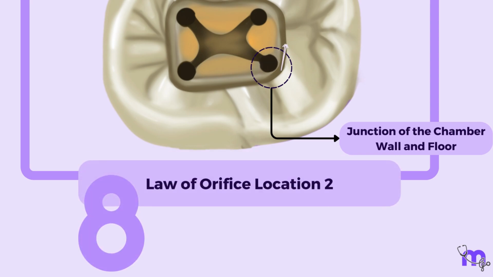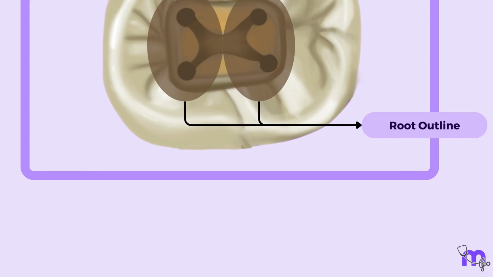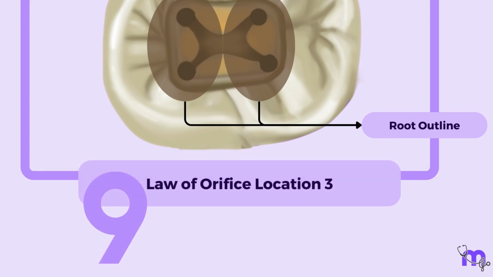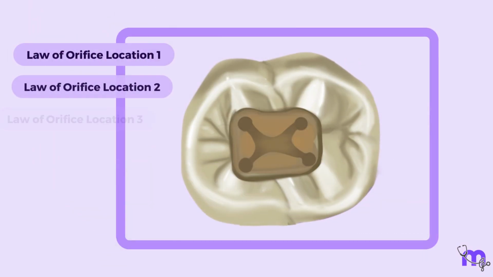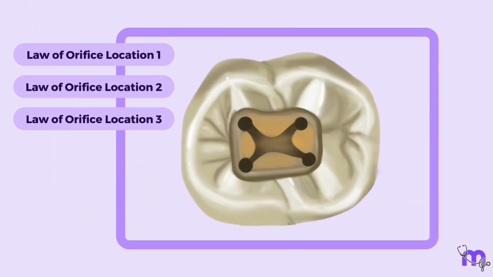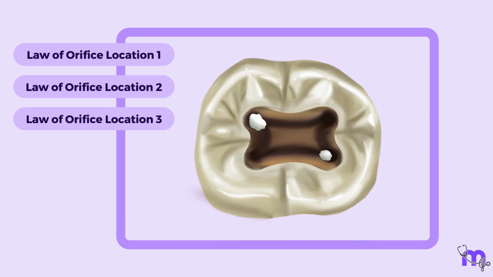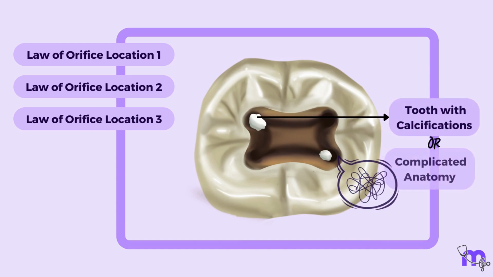The last law, or the law of orifice location 3, states that the canal orifices are located at the terminus of the root developmental fusion lines. The laws of orifice location help me refine my access cavity along with confirming the existing canal orifices. If these laws are followed diligently, accessing a tooth with calcifications or complicated anatomy becomes easy.